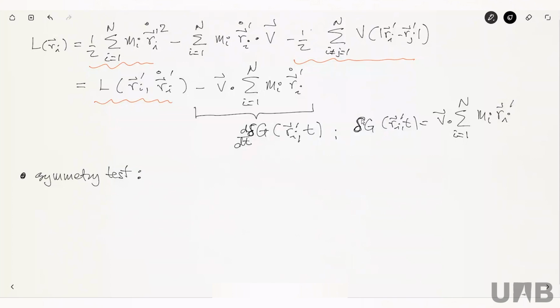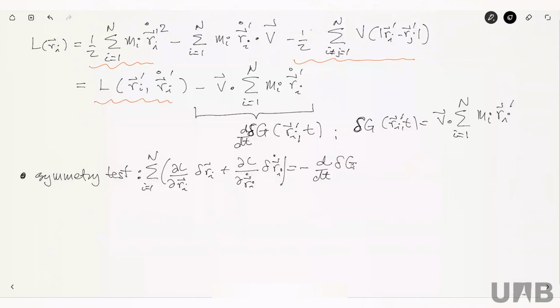So which is the symmetry test in this case? It is the derivative of L with respect to R, delta R, plus the derivative of L with respect to R dot, delta R dot, equals minus the derivative with respect to time of delta G. And this is summed from 1 up to capital N.